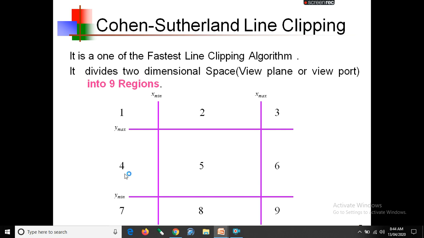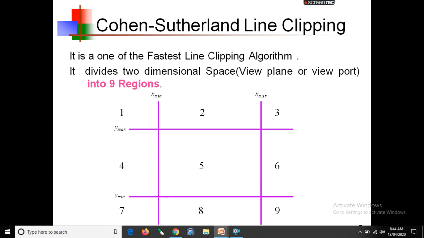As you can see, this is the diagram. Assume that this is the region where we want to display the image on the screen. So what we did is divide this two-dimensional viewing plane into 9 regions. This is one region, region means area. This is one area. Second, third, fourth, fifth, sixth, 7, 8, and 9. So this view plane is divided into 9 various types of regions.